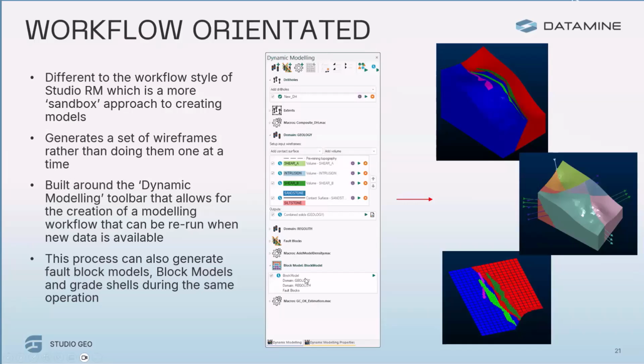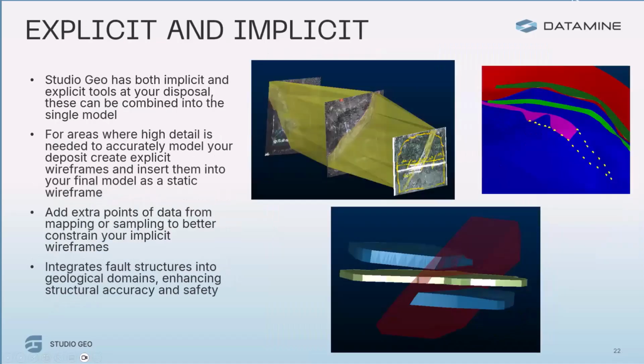This is the main difference between Studio Geo and Studio RM. Studio RM does not have access to this. So we're going to set up all of our tasks in here, and we can simply rerun it whenever we want. We can create a number of different objects: a regular model, a fault block model, and block models, all from this. The explicit and implicit runs in a similar way to Studio RM. However, the fact that we can get everything all in one place and combined all at the same time saves you a lot of time over doing it independently.